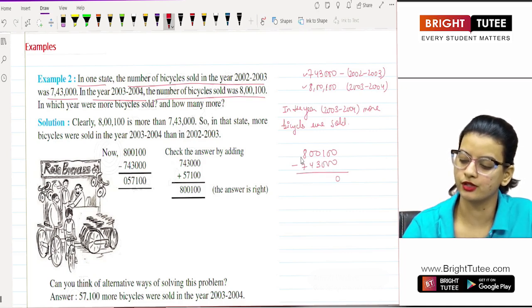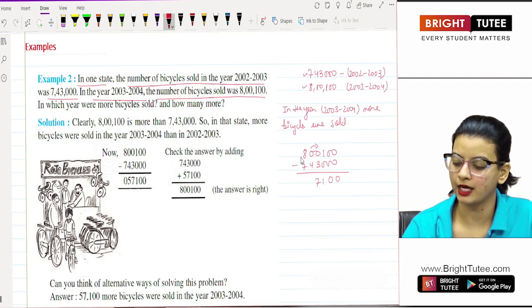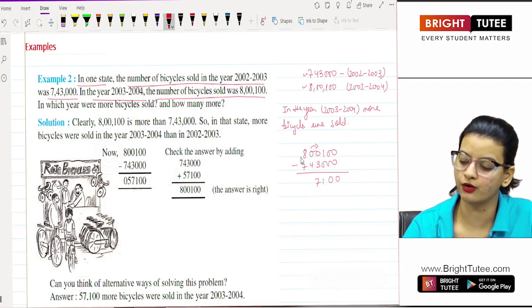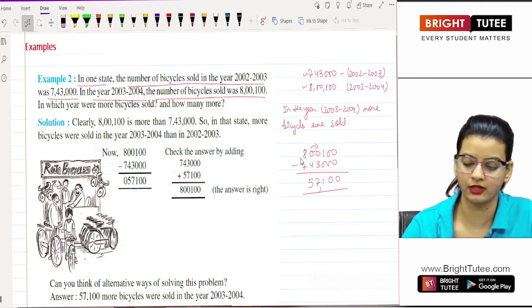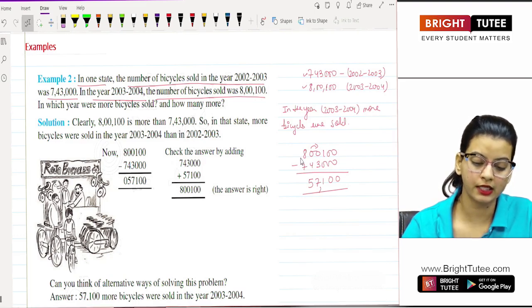So, 0 minus 0 is 0, 0 minus 0 is 0, 1 minus 0 is 1. Now, 0 minus 3 we can't do, so we'll borrow 1. So, this is 10 minus 3 is 7. Now, this becomes 9. So, 9 minus 4 is 5 and this becomes 7. So, 7 minus 7 is 0. So, 57,100.